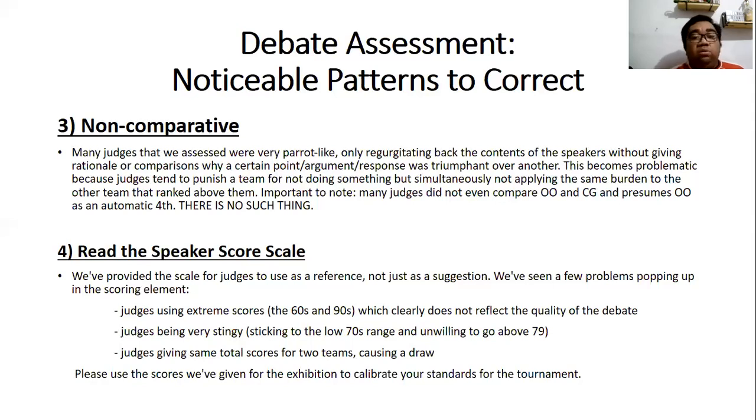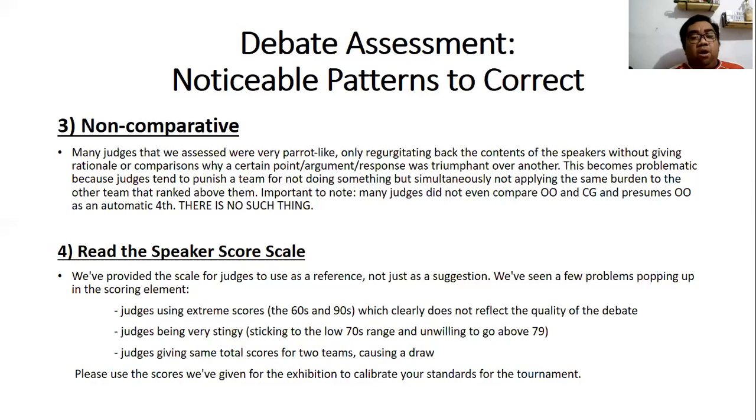Now, we've seen a few problems popping up in the scoring element. First, we saw judges using extreme scores, which is the 60s and the 90s. There were some speakers getting scores like 63s and 65s, and there were also speakers getting 91s and 93s, which we felt does not reflect the quality of the debate. The debate was relatively average to above average, but it's definitely not below average or ultimately very excellent. So please read the description on the speaker score scale.